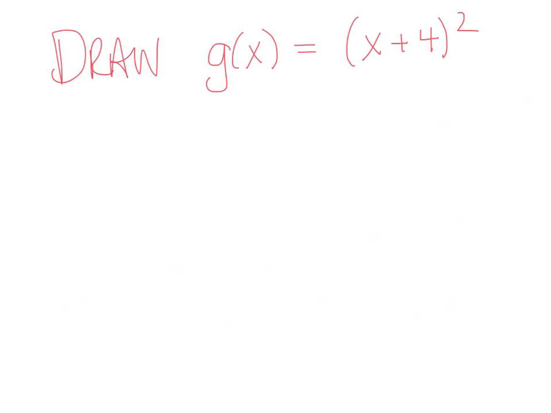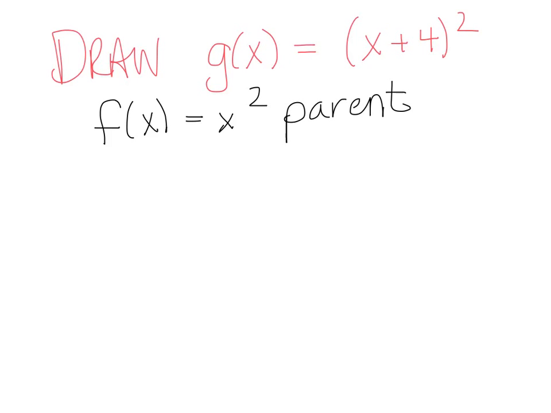I want you to go ahead and draw g of x is equal to x plus 4, and then it's squared. So the first thing you have to do is identify the parent function, okay? That would be an excellent question I could ask you, and you would say, oh, the parent function, f of x, is just x squared. That's your parent. My next question would be, describe the transformation from f of x to g of x.